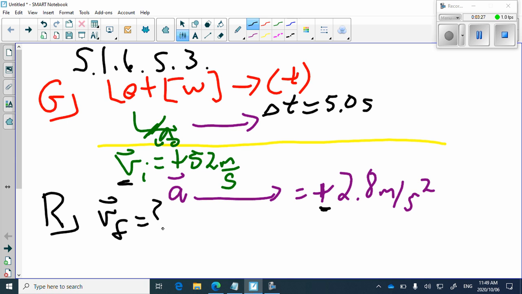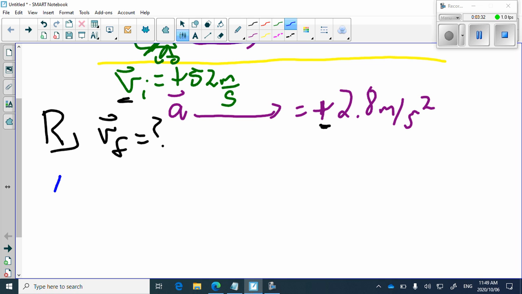The next step is A for analysis. I hope everybody has made an equation sheet with the 5 equations of motion. You look at the equations of motion and say, which one's going to work? It better have final velocity in it because I need it. It better have initial velocity, time, and acceleration. So you have to find an equation that matches those conditions. Such an equation does exist.